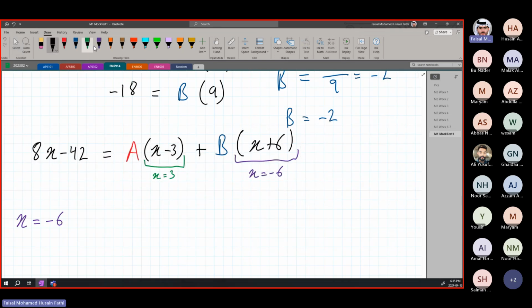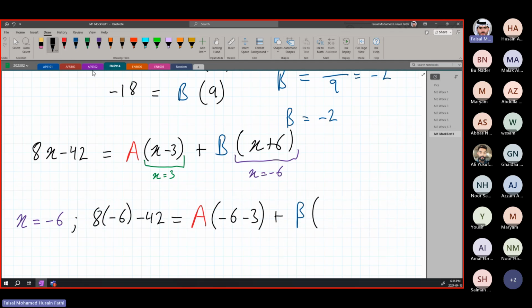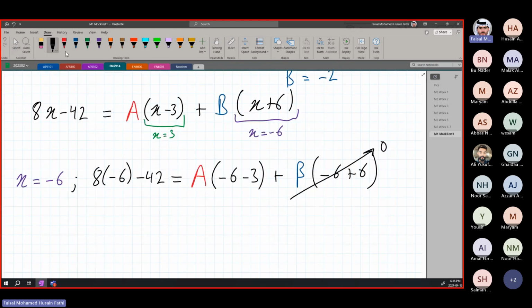So if we substitute now x for minus 6, the equation we're going to get is 8 times minus 6 minus 42 is equal to a times x minus 3. What's x? It is minus 6 minus 3 plus b into x plus 6. Oh, x is minus 6 plus 6. We already know that this, we intentionally wanted to go to 0. That's why we chose that value. So now we can solve for the rest.